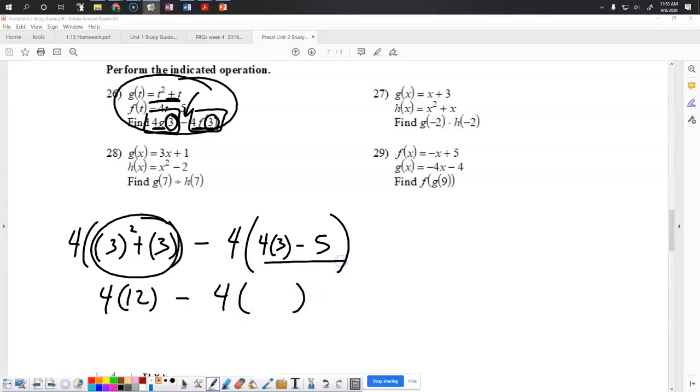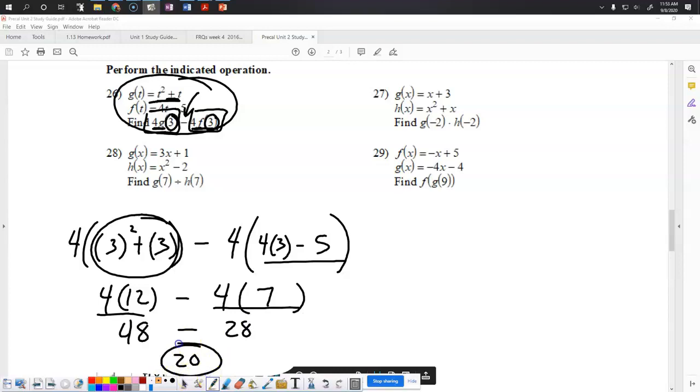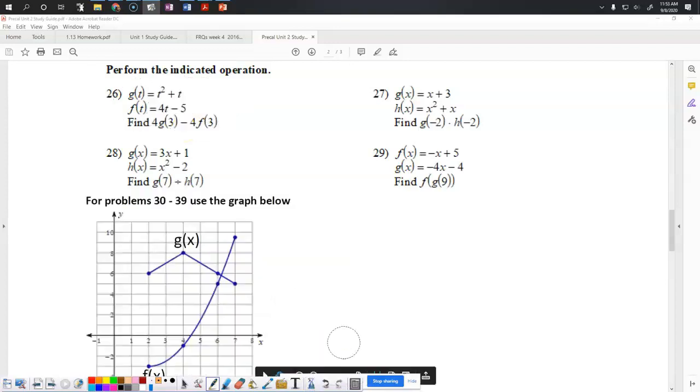Plugging 3 into the f function, we get 12 minus 5 is 7. Now we're going to multiply each of those by 4, and then we subtract. Final answer. So the number in parentheses is what you're plugging in, and in this case that means multiplication, of course, by 4, and then we have the subtraction. So it's just basically decoding what the problem's asking you to do.